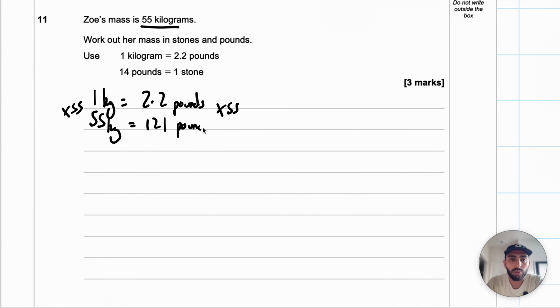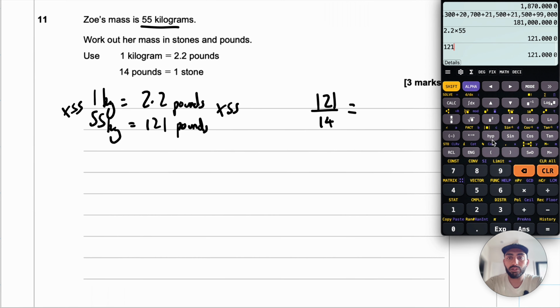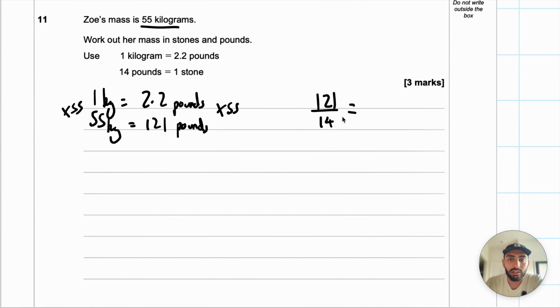So it's 121 pounds, and we need to convert these pounds into stones and pounds. So how many stones are there in 121 pounds? This is almost like we're converting 121 over 14 from an improper fraction to a mixed number. So we just need to think how many 14s appear in 121. I'm going to do 121 divided by 14. That tells me that there are 8 wholes in 121.